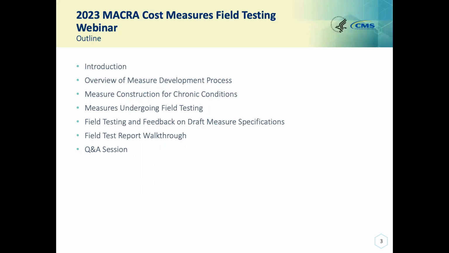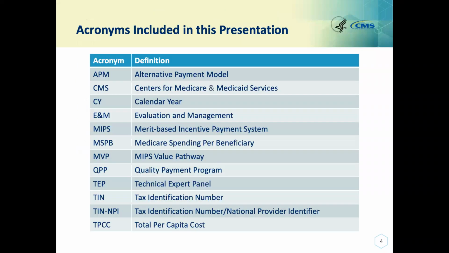So today we'll be providing an overview of the cost measure development process and measure construction, the 5 episode-based cost measures being field tested, the materials and activities that are part of this year's field testing, and finally, we will walk through an example of the field test report. At the end of the presentation, there'll also be an opportunity to ask questions. Next slide, please. These are just a few acronyms that will be in the presentation for your reference. Next slide, please.